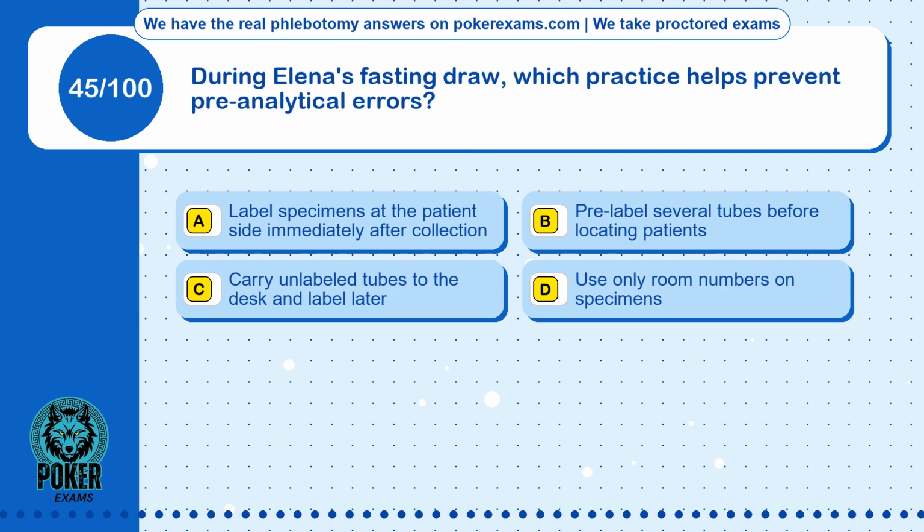Question 45. During Elena's fasting draw, which practice helps prevent pre-analytical errors? Option A. Label specimens at the patient's side immediately after collection. Option B. Pre-label several tubes before locating patients. Option C. Carry unlabeled tubes to the desk and label later. Option D. Use only room numbers on specimens.